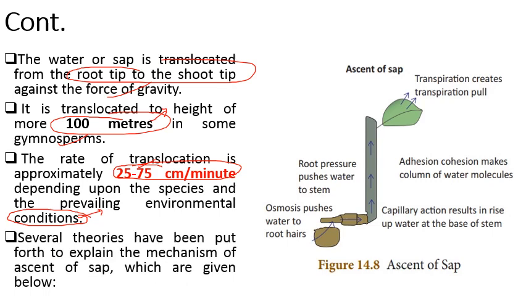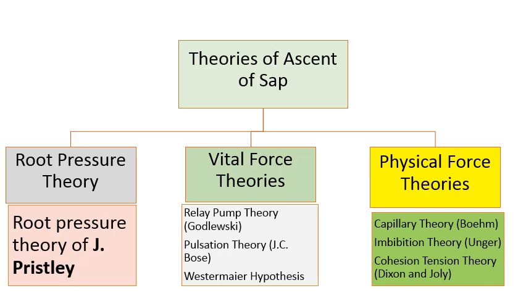So several theories have been put forward to explain the mechanism of ascent of sap, which are given below. We have divided these theories into three groups. First is root pressure theory, given by Joseph Priestley. Second is vital force theory, which considers that this upward water movement occurs through living cells. It contains theories like the relay pump theory by Godlewski, then the pulsation theory by J.C. Bose, and the Westermaier hypothesis, which says that the water movement occurs through the xylem parenchyma.